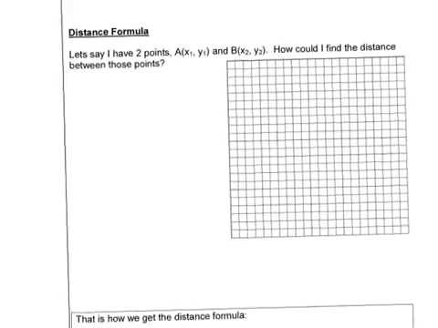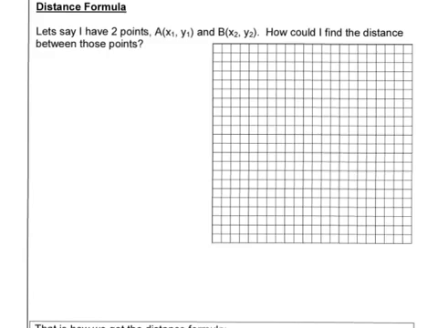Alright, now we're going to talk about the distance formula. Let's say you have 2 points, A, x1 and y1, and B, x2, y2. How could you find the distance between these points? So let's just say that this is point B, and it's x2, comma y2. And let's say this is point A over here, and it is x1, y1. I'm just calling them x2, y2, and x1, y1 because we don't know what they are. And we want to figure out what that distance is.